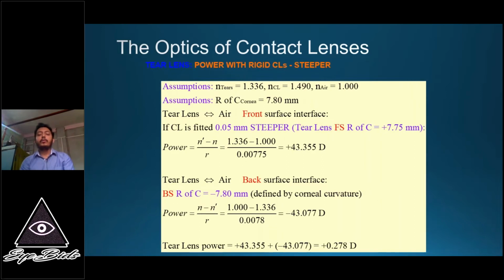What happens if you go steeper? Now if you are going steeper, you have to decrease the value of the radius of curvature. Previously we had taken 7.8; what have we taken for this? We have taken 7.75. How much have we decreased? We have decreased 0.05 mm. So here, after the calculation, we have found a little bit of induced plus 0.25 power. So for both, whether you are going for a steeper or flatter contact lens, there is an induced power of approximately plus or minus 0.25 diopter.